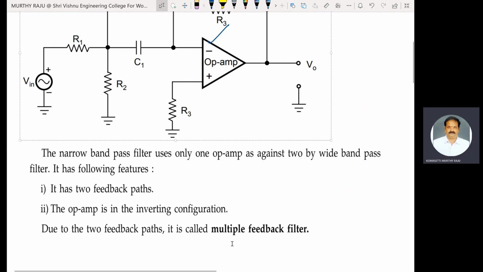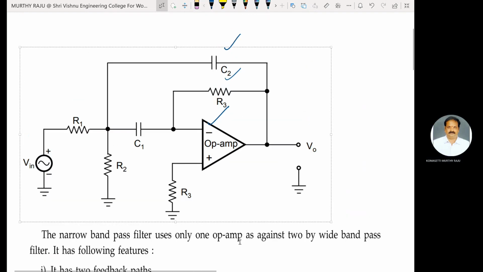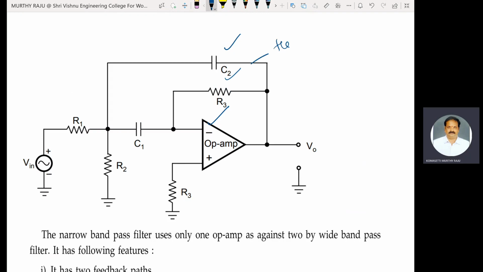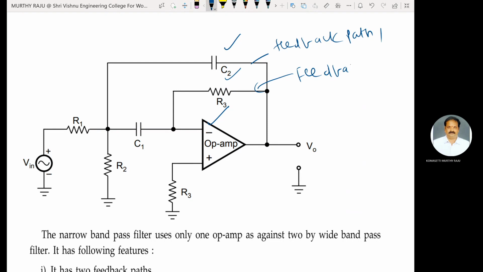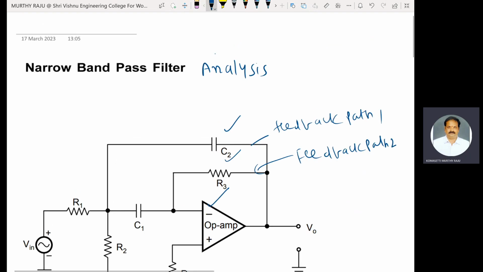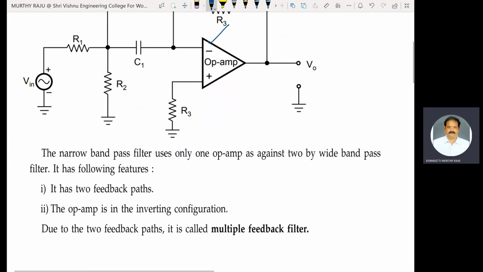Due to the two feedback paths, it is called a multiple feedback filter. This is feedback path 1, and feedback path 2. Due to these two feedback paths, this narrow band pass filter is also called a multiple feedback filter.